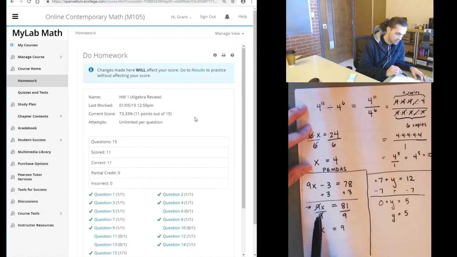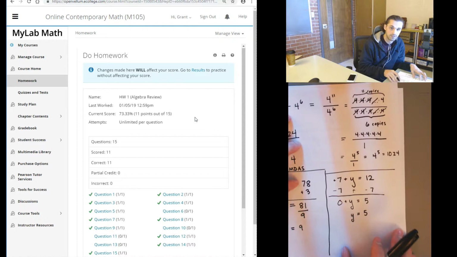We need to peel away this multiplication by 9, hence we divide by 9. We need to also divide our other side of the equation by 9 to maintain equality. Dividing both sides by 9 gives us x equals 9.